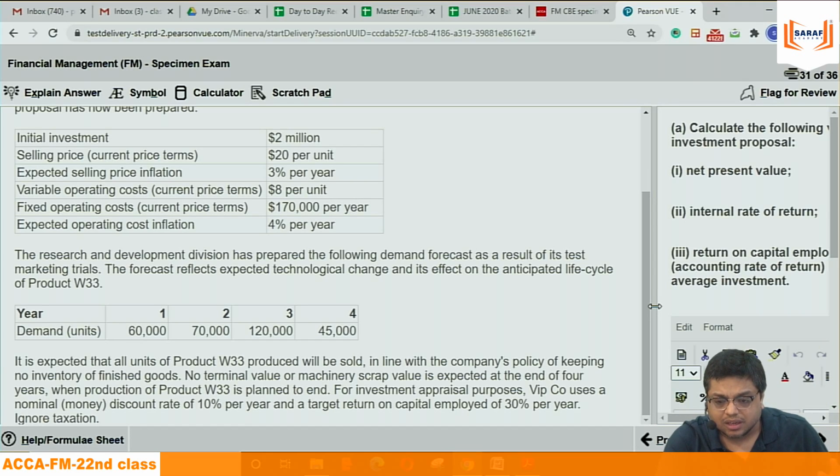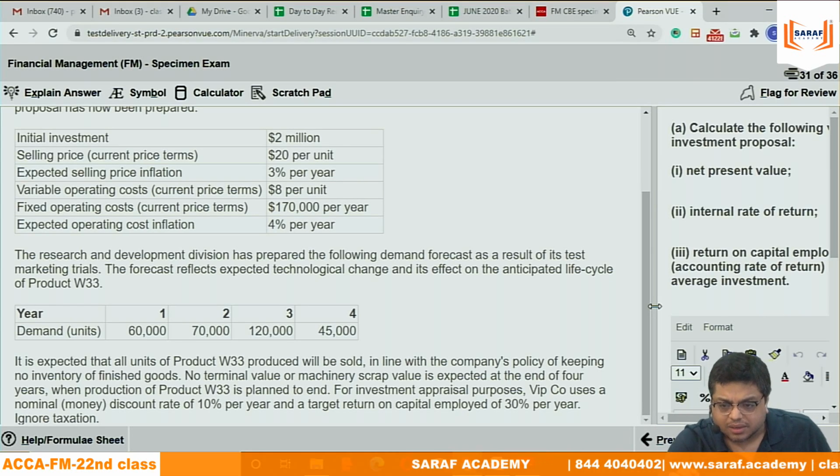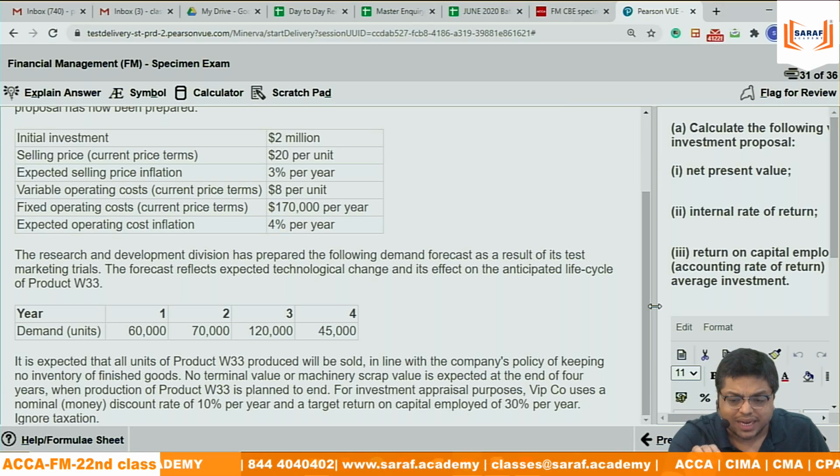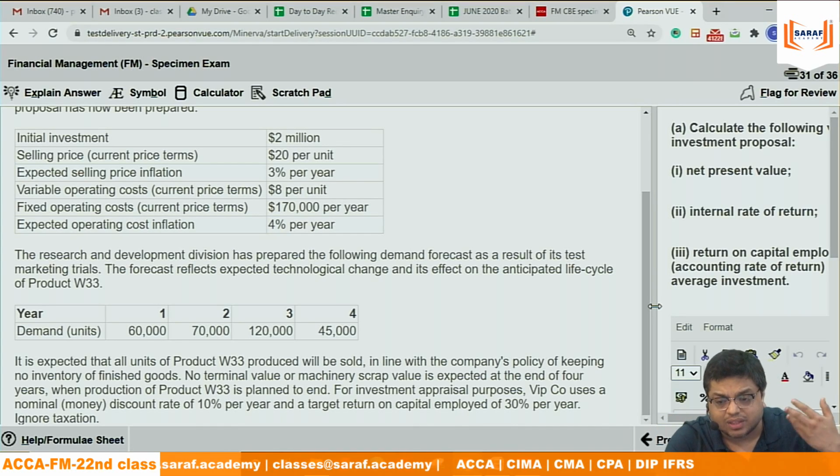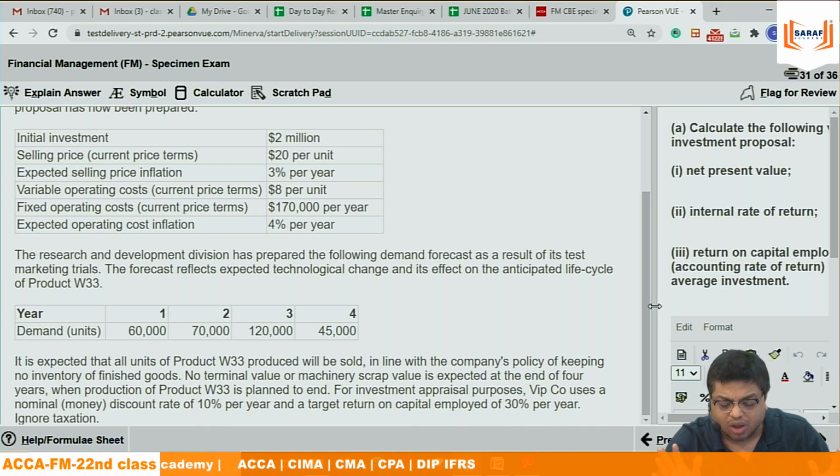That means we need to be very clear in our write-up about how many zeros, million, trillion, thousands we will be using. All these will affect your time and your calculation. So 2 million, 20 million, actually 6 zeros, with 3 zeros eliminated. So the initial investment will be 2000, and the quantity will be 60, 70, 120, 45. Quantity will be relevant for multiplying with the selling price, and for multiplying with the variable cost. Fixed cost is fixed; it will just increase because of inflation.